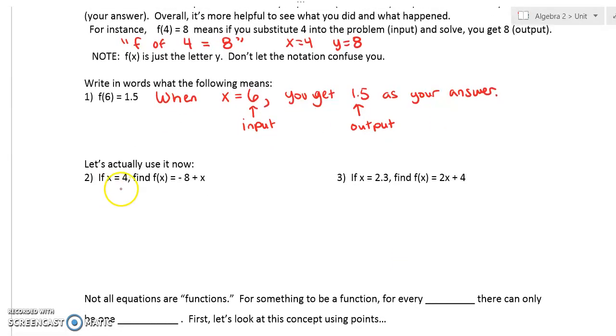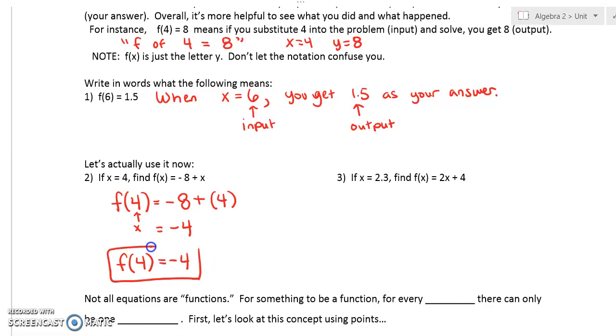Here it says if x equals 4, find f of x equals negative 8 plus x. Really what they're saying is find f of 4. So we know that x equals 4. And so we have negative 8 plus, and instead of the x, I'm going to go ahead and put 4 in there. And when I simplify, I get negative 8 plus 4, which reduces to negative 4. So f of 4 equals negative 4 is my final answer.